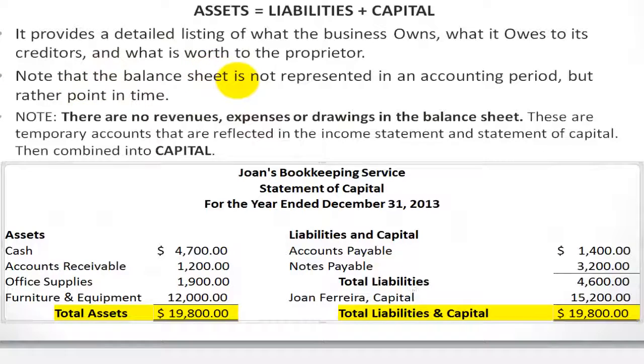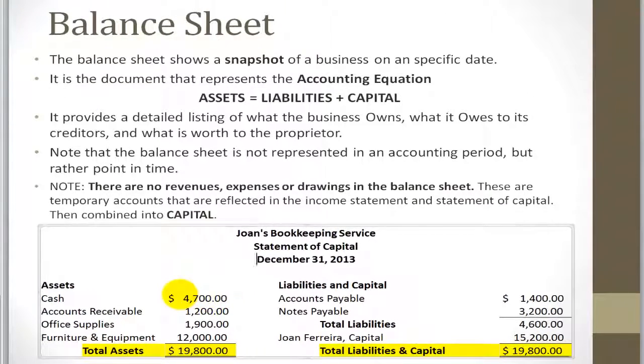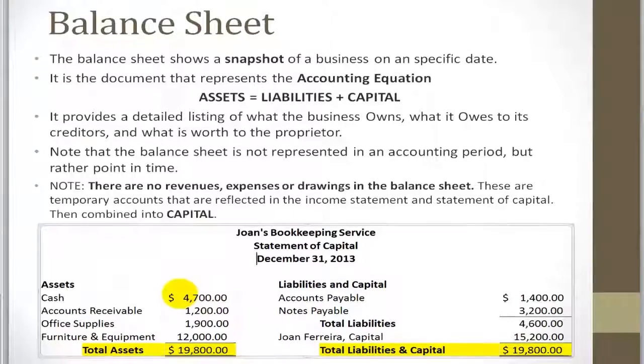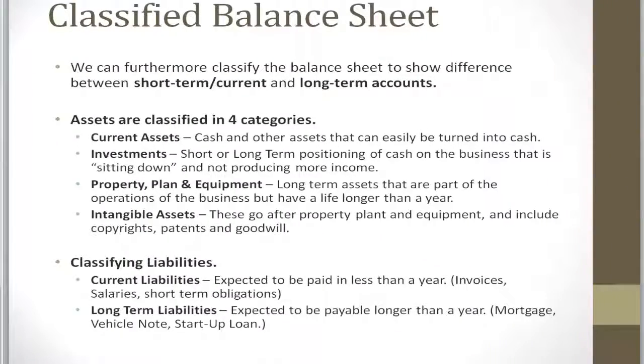The balance sheet is not represented in an accounting period, it's represented at a point in time. So in this case, this will not be for the year ended, but only December 31st, 2013. This is the amount of money, or the balances, that each one of these accounts have for December 31st, 2013. We also have another type of balance sheet called the classified balance sheet.